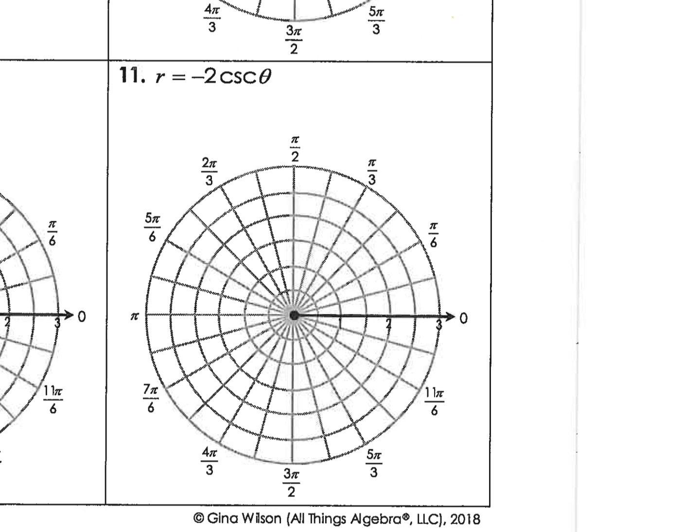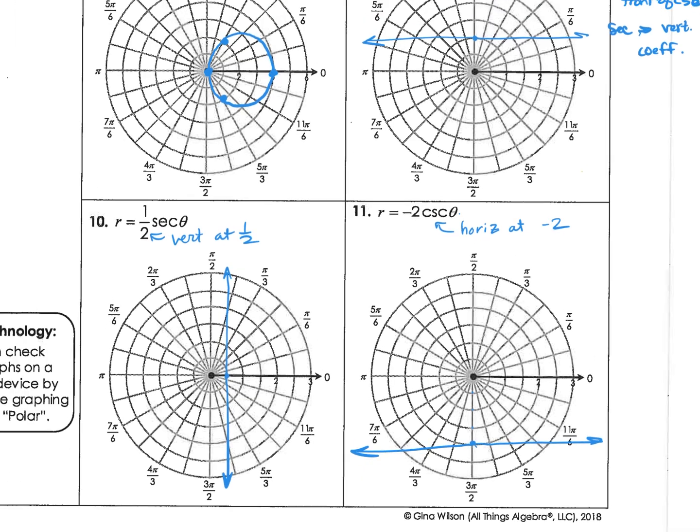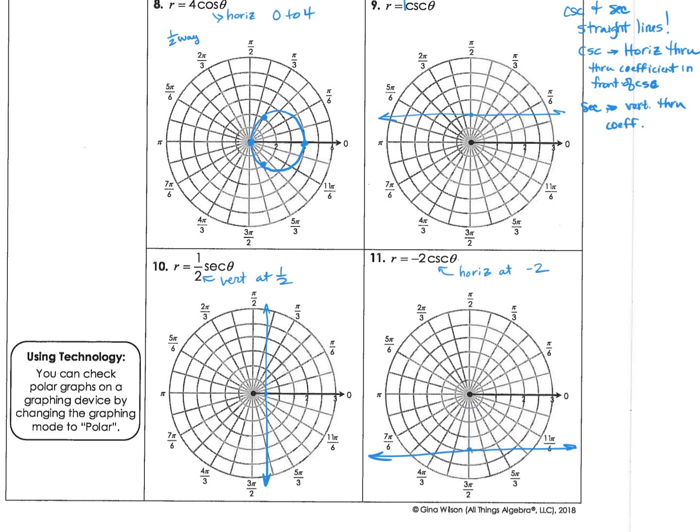-2 cosecant. So you know that that is horizontal at -2, which would be 2 below. So 1/2, 1, 1.5, 2. So it'd be here. Straight across. I know. I'm your favorite teacher because I give you all of the shortcuts.